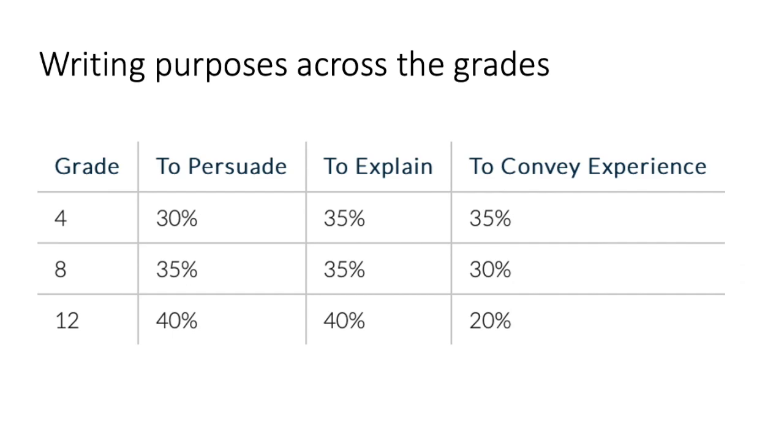And then 8th grade, sort of increasing a little bit in the persuasive area. And by the time students get to 12th grade, about 40% of their writing should be to persuade. By the time students get to 12th grade, they call it argumentative writing. So there's a lot of attention paid to creating an argument, making a claim, finding supporting details to back up that claim. About 40% of their writing should be to explain, explanatory text, and then only about 20% to convey experience or narrative text.